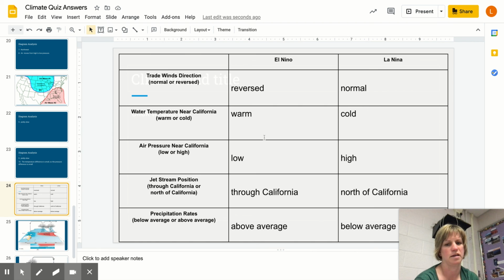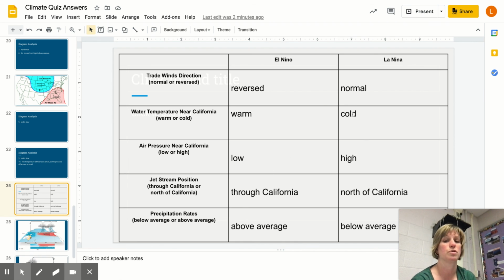Now, this part, if you think it through, is pretty easy. Warm air rises. Because it rises higher, the pressure during El Nino is lower. Because the pressure is lower, the jet stream says, come on through. I don't have the force to move you away. And because the jet stream, the superhighway for storms, comes through, it's above average precipitation.